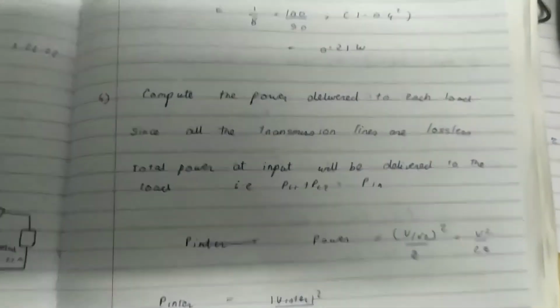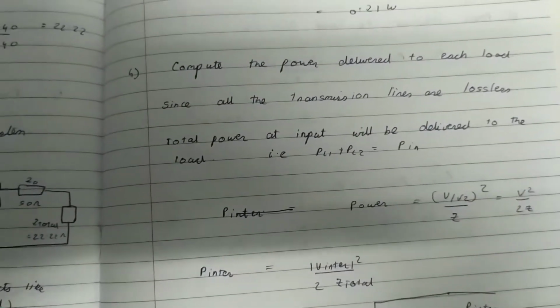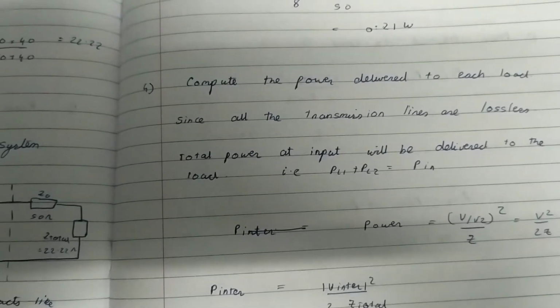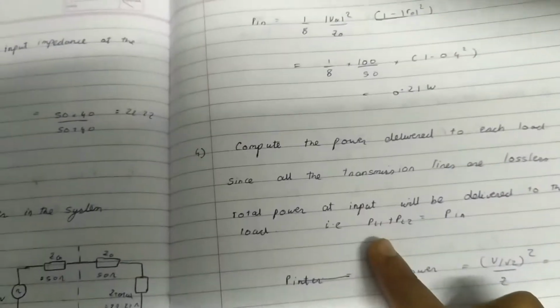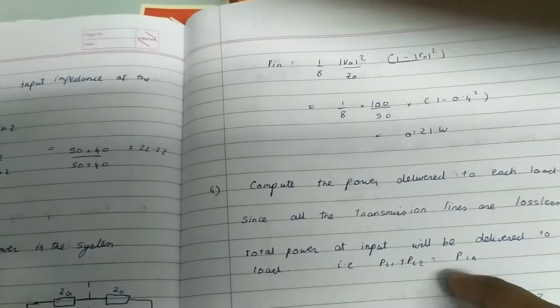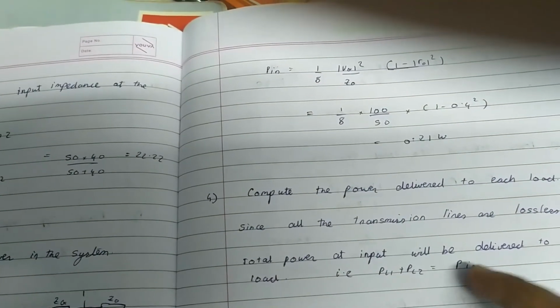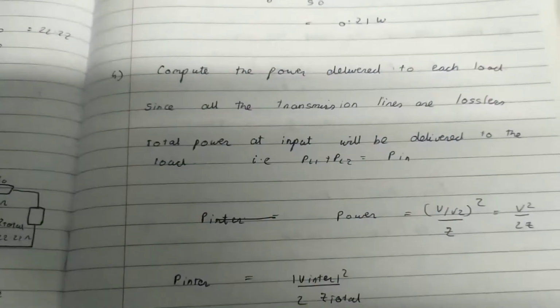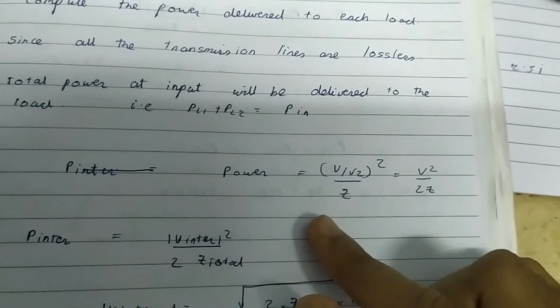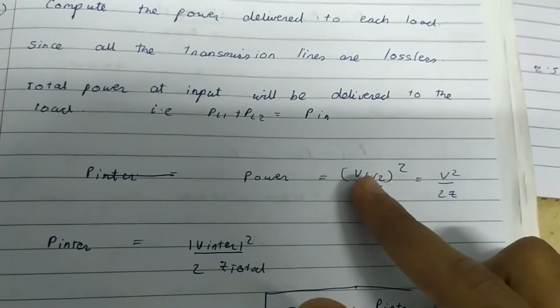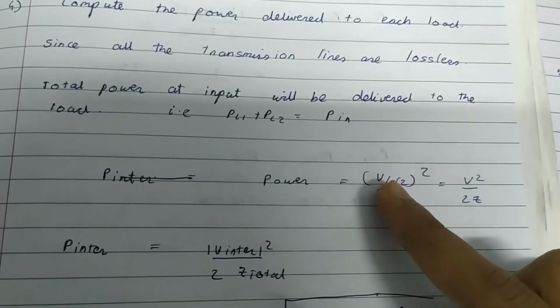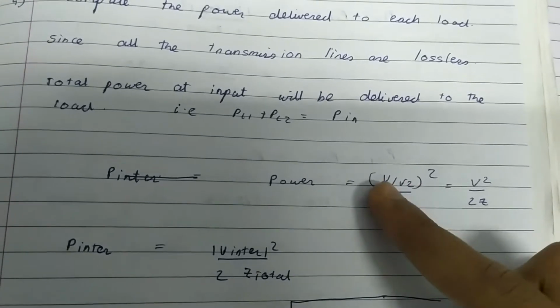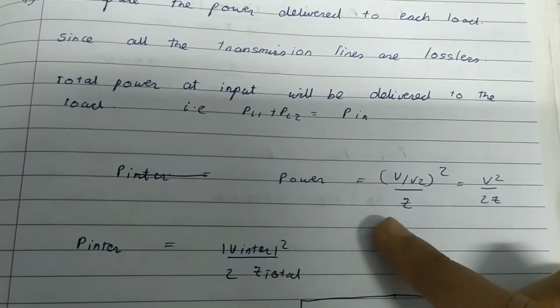Since all the transmission lines are lossless, the total power at the input will be delivered to the load. So the sum of PL1 and PL2 will be delivered. The sum of this power will be equal to the input power. So power, as we know, is the RMS voltage squared upon the resistance, or V by root 2 squared by the impedance.